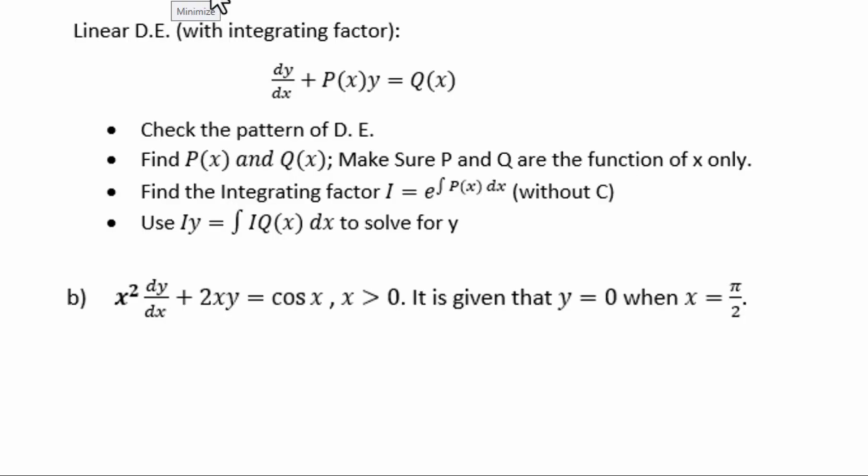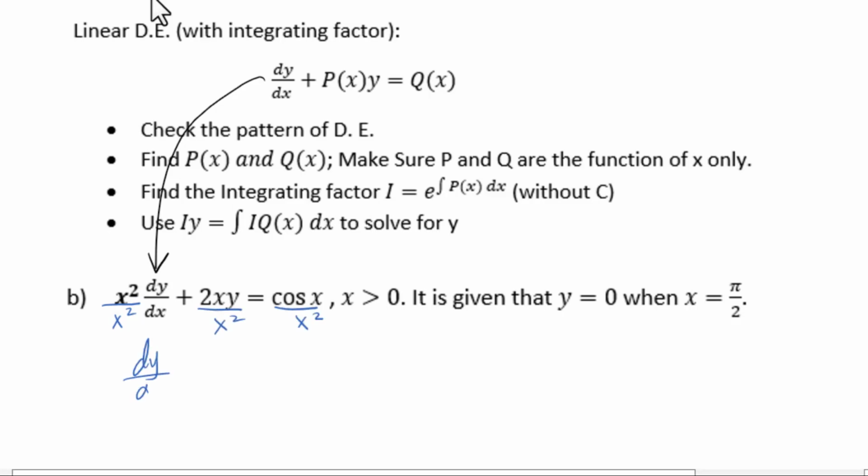Let's go to B. Check the pattern of a differential equation first. We need to make sure the coefficient of dy/dx is 1. First step, divide by x squared for every single term. dy/dx plus 2 over x y equals cosine x over x squared.